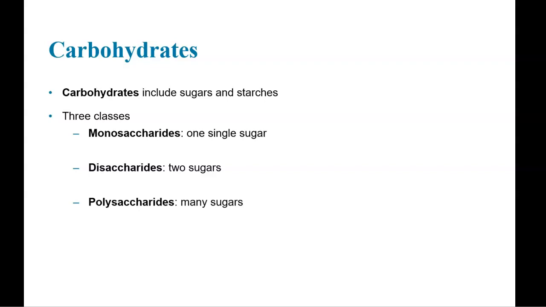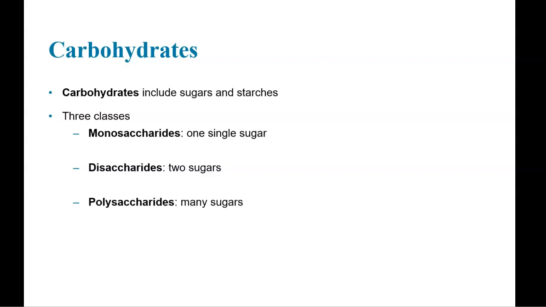Carbohydrates include sugars and starches. There's three classes of carbohydrates. There's monosaccharides, which are single sugars. That's things like glucose and ribose. Ribose is a sugar that's found in RNA, and there's deoxyribose, which is the monosaccharide that's found in DNA.